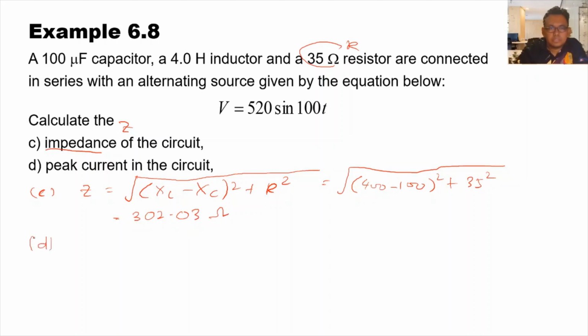Next, the question asks us to find the peak current. Peak current is I0. Look here, we already have the peak voltage V0. So I0 is equal to V0 divided by impedance Z. V0 is 520, and we already calculated the value of impedance, 302.03, and I get 1.72 here.